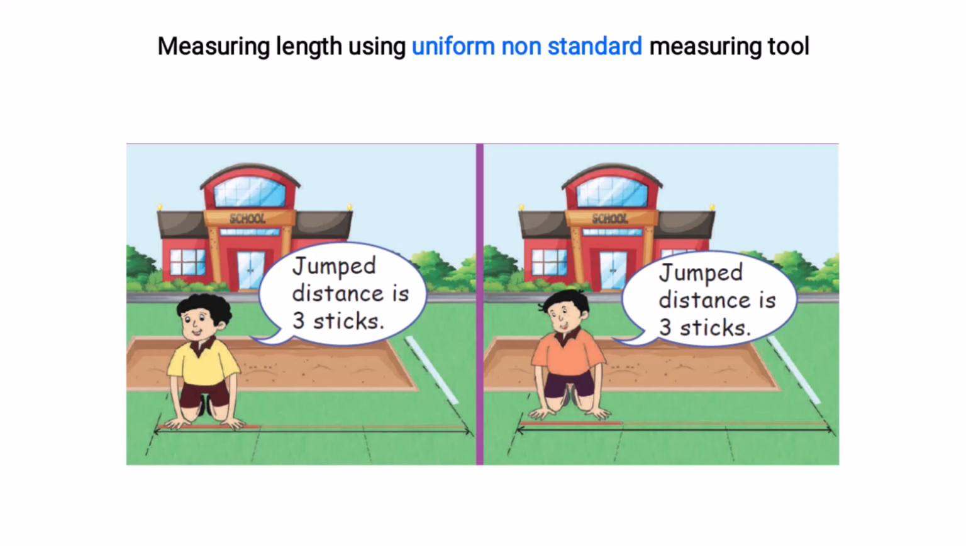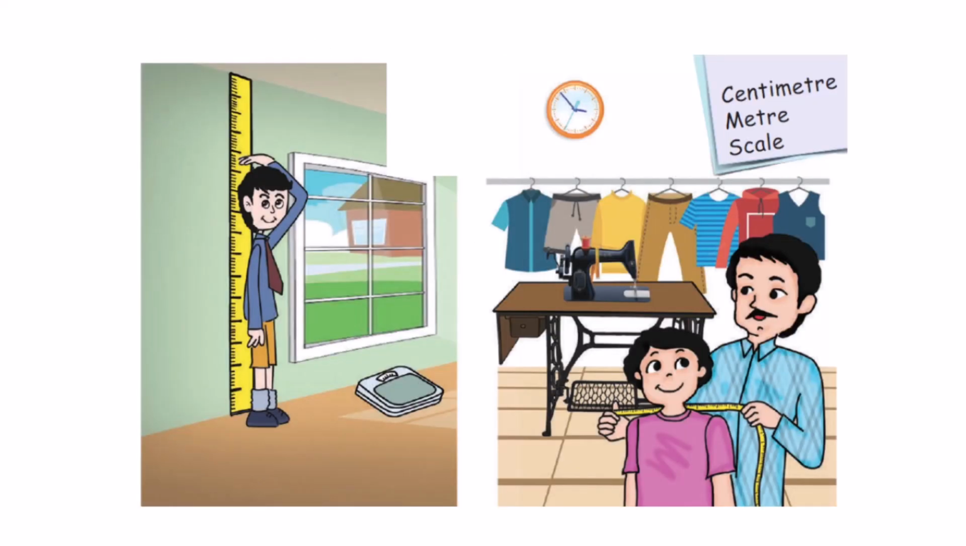The last method is standard units of measuring length. Look at the first picture. What is the boy doing there? He is measuring his height in meter scale. Then see the second picture. What does the tailor do? He takes measurement for the boy using meter tape. I hope you all have seen that meter tape in tailor's shop. The boy uses meter scale to measure his height. The tailor uses meter tape. So, meter is a standard unit.